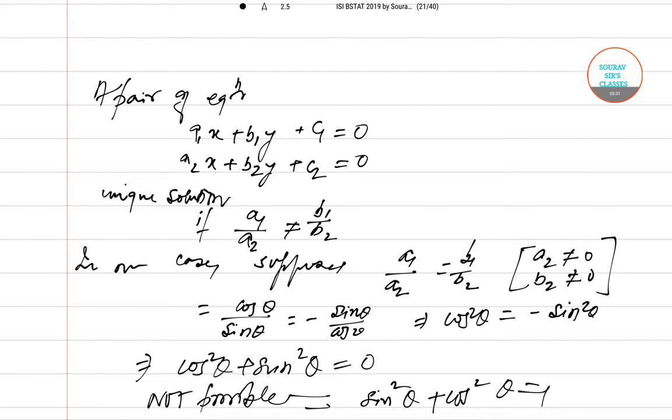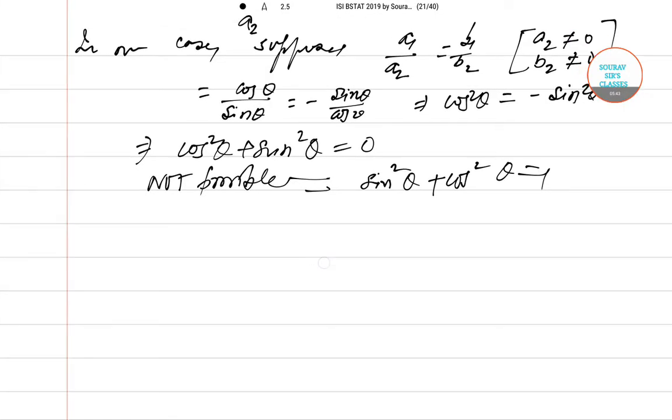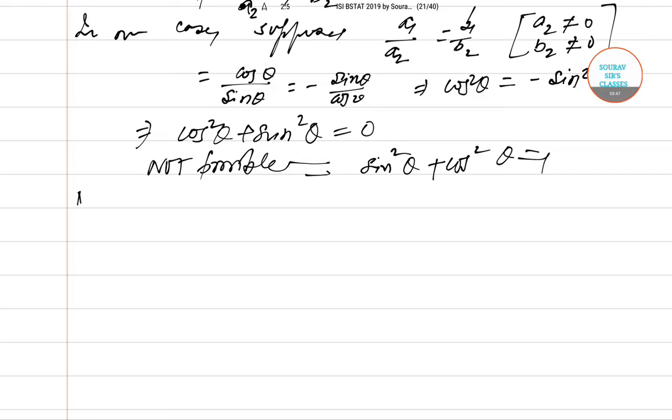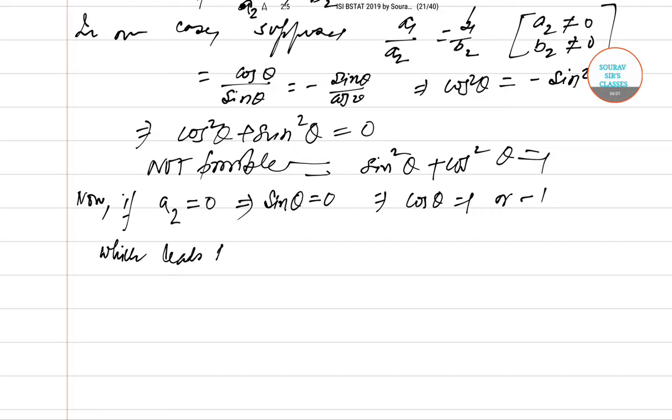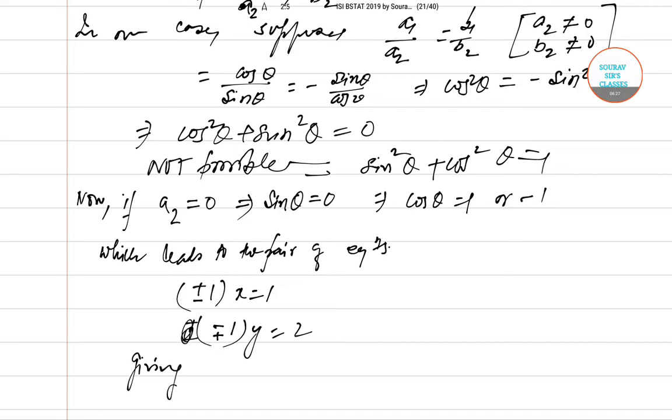Now another case we are taking, that if a2 is equal to 0, it means that sine theta equal to 0, which implies that cos theta equal to 1 or minus 1, which leads to the pair of equations plus minus 1 x equal to 1 and plus minus 1 y equal to 2. So giving unique solutions, right? It is giving unique solutions.